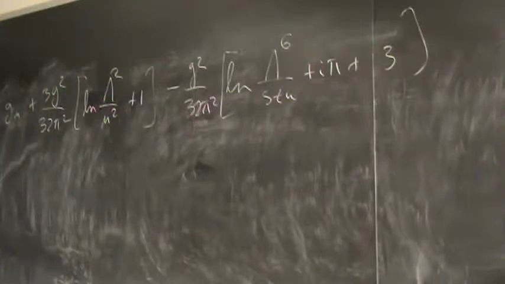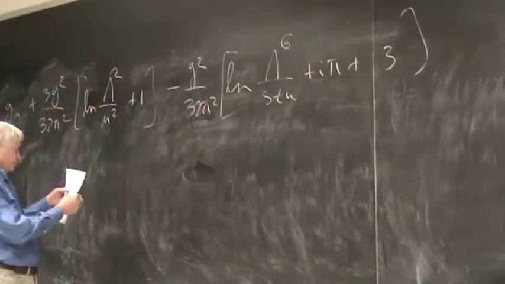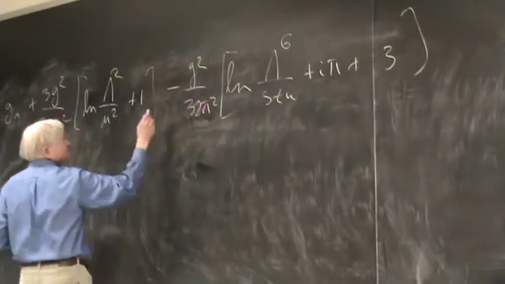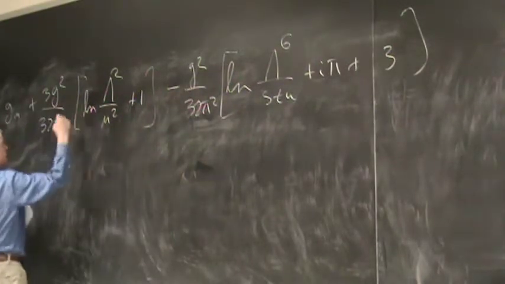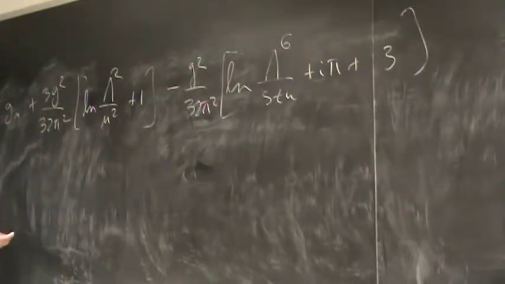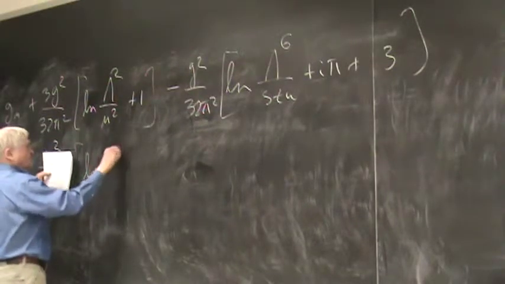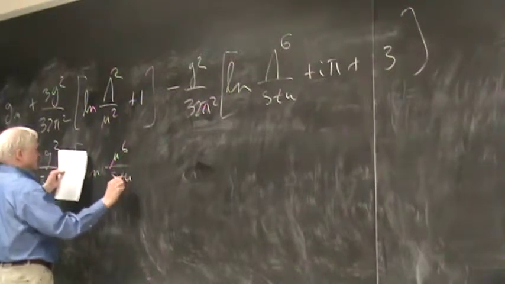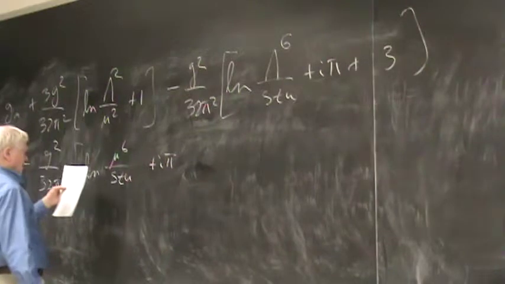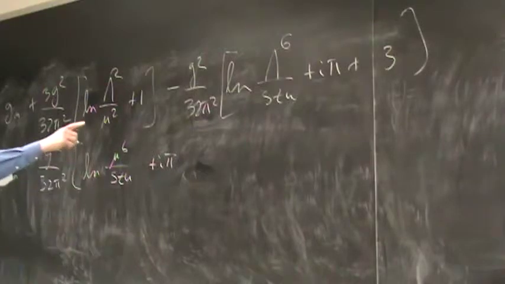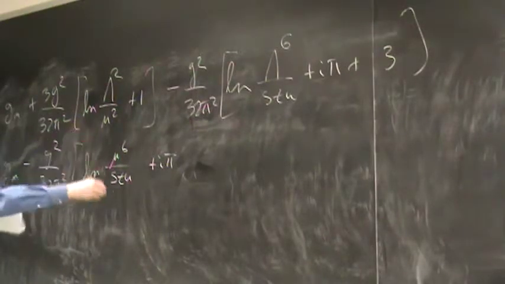Now, you see what happens is the minus g squared over 32 pi squared log lambda to the 6th cancels the 3 g squared over 32 pi squared log lambda squared. So this thing is actually equal to g mu minus g squared over 32 pi squared log mu to the 6th over stu plus i pi. And the one apparently cancels also. I didn't expect the one to cancel, but it apparently does. Okay.